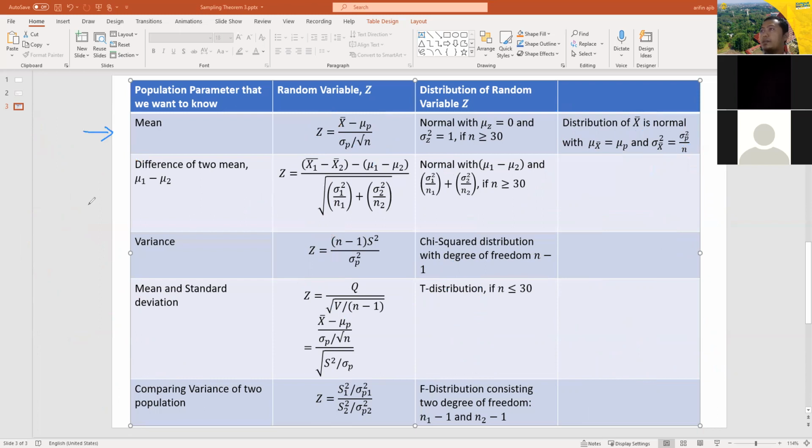And then how about the second row? The second row is, for example, the difference of two means. It means that we have two populations, and the information we want to know is how different the means of the populations are.